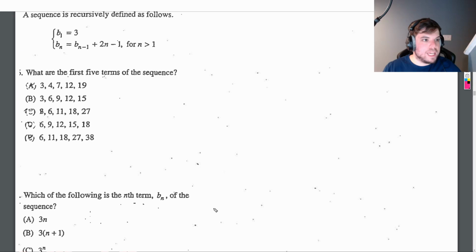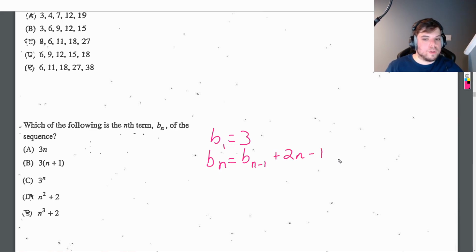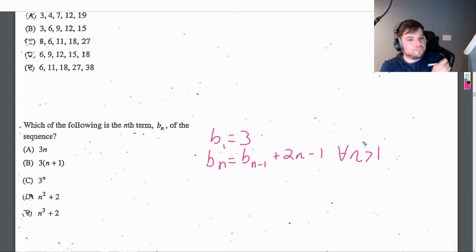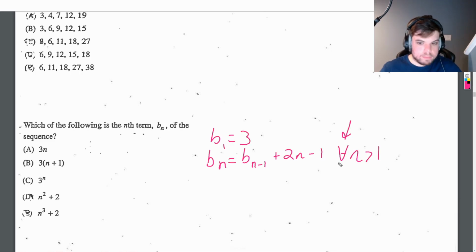B1 is 3, Bn... Okay, let me just reproduce it. B1 equals 3, Bn equals Bn minus 1 plus 2n minus 1, for all n greater than 1. This symbol right here, for anybody who doesn't know, means for all. It's literally an upside down capital A. Oh, that was a mistake. There we go. Meant to do that. Which of the following is the nth term of the sequence?